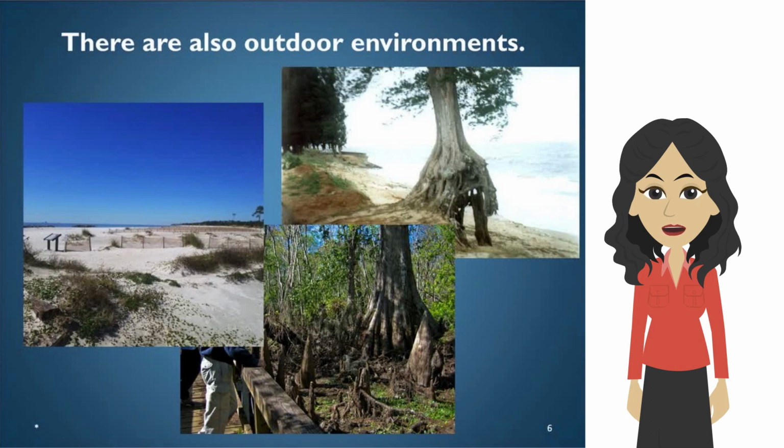But there are also outdoor environments. And they include all the plants, animals, and the homes that these animals live in. If you look in the picture, you can see the blue sky and the sandy beach. This is a coastal environment. What other things do you see in these pictures? Do you see the trees? The sky? There's a swamp? These are all outdoor environments, and they're all next to the water, which means we call them coastal environments.